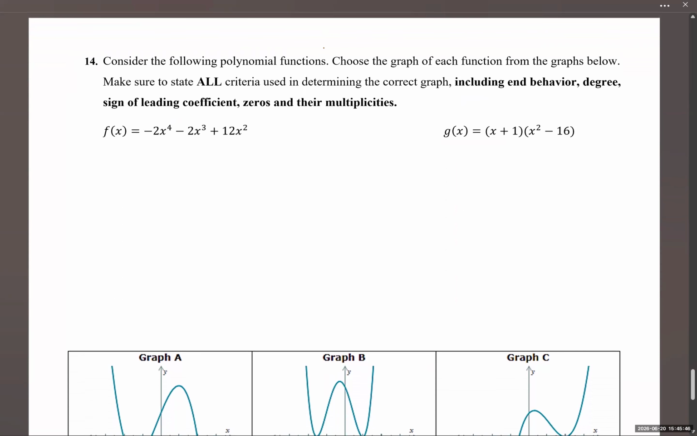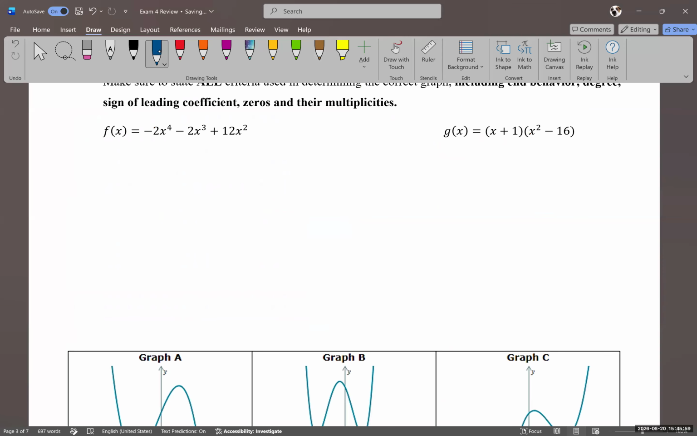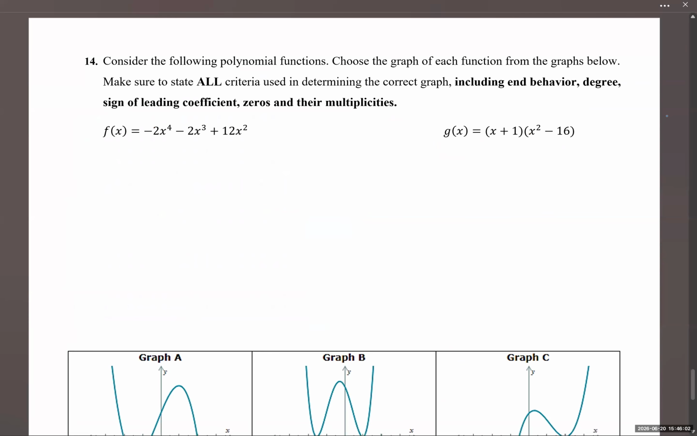Number 14 matches the polynomial functions with their graphs. Slightly different than rational functions, there's no vertical or horizontal asymptotes, but there is end behavior for these. So we will identify the end behavior and the zeros and then match the graph to the correct function. Let's start with the degree and leading coefficient. Degree for this function is 4. Leading coefficient is -2. So even degree, negative leading coefficient.